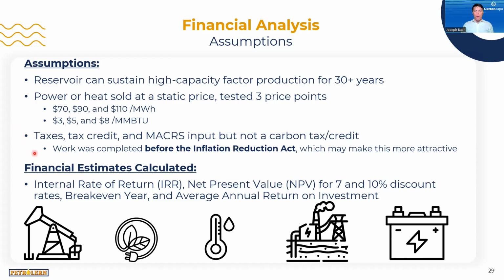Now, this is important to point out. The work completed here was before the Inflation Reduction Act. So the Inflation Reduction Act kind of changes the landscape for a lot of this. And for most of these kind of projects, it makes it more attractive. So just keep that in mind as we're going through this and as you're trying to understand the numbers here. And then we calculated different financial metrics, internal rate of return, net present value for a 7 and a 10% discount rate, break even year, and then average annual return on investment.